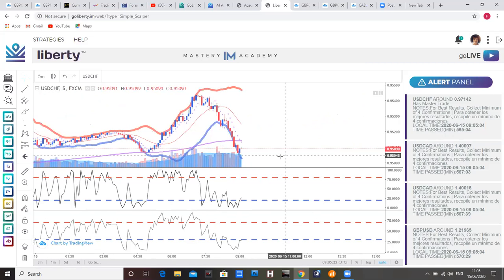Now, how does the strategy work? So when this alert panel gives you an alert, it doesn't mean you should just jump on a trade. You should also confirm that that trade is worth jumping on. Now, how do you do that?